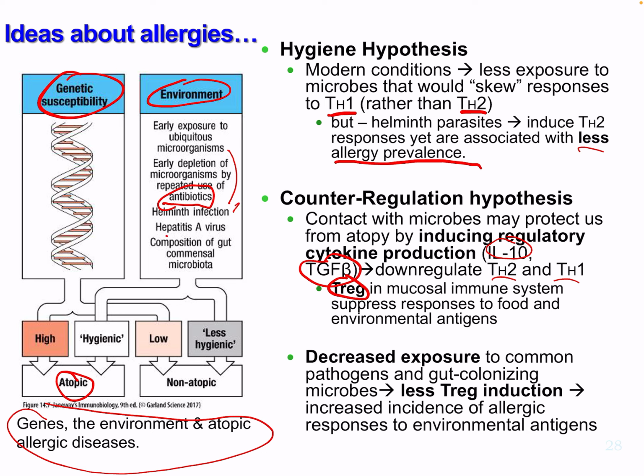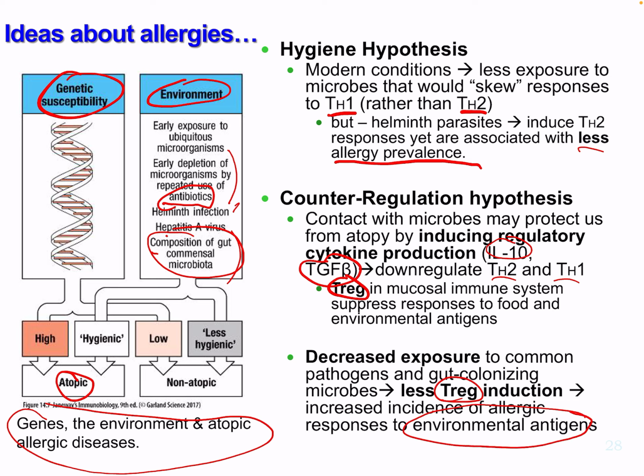We can also have hepatitis A virus infection, and composition of the gut microbiota, which is becoming a huge topic of research in all aspects of immunity. Some people are saying it's essentially our first developed immune system. So how we develop that microbiota early on can dictate our entire immune system development. That's a topic for later, and you guys can look into that if you like. So this decreased exposure to common pathogens and gut colonizing microbes results in less T regulatory cell induction, and therefore increased incidence of allergic responses to environmental antigens.